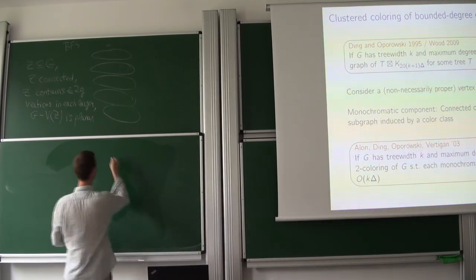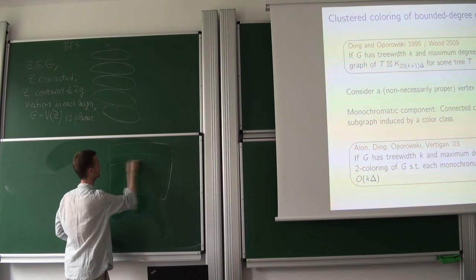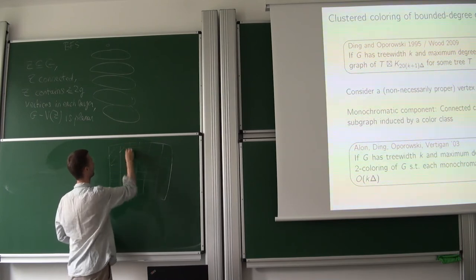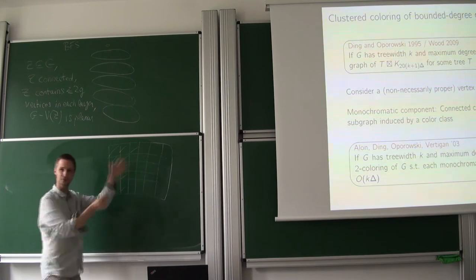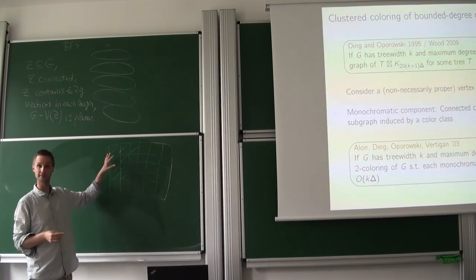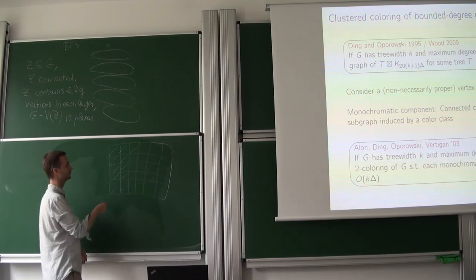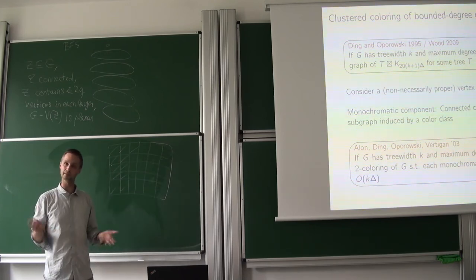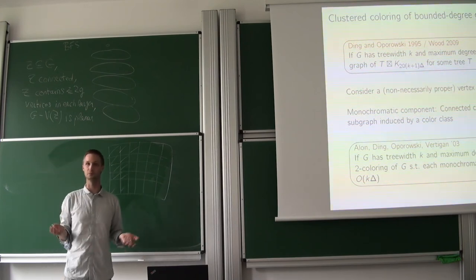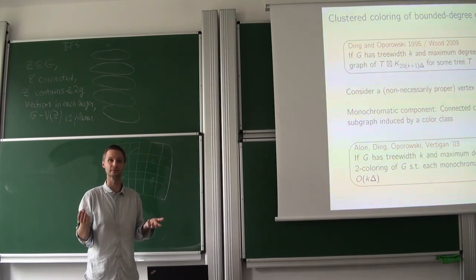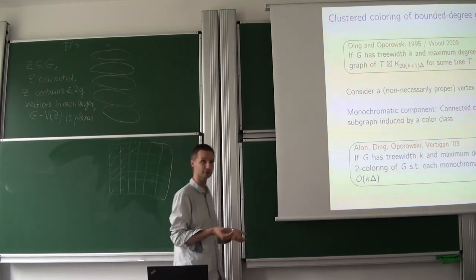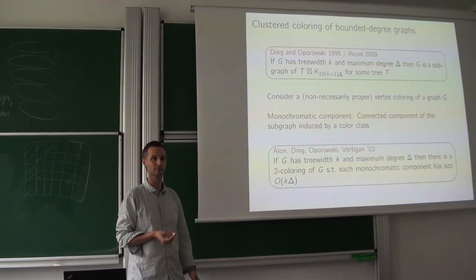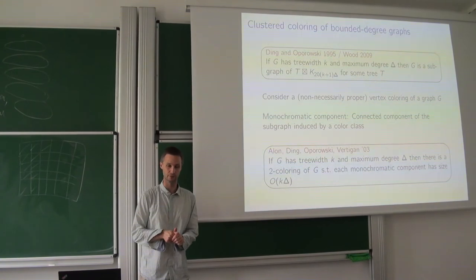So if you know the Hex lemma, you take a triangulated grid. I'm not going to triangulate completely, but that's a triangulated grid. And the Hex lemma says that if you color the vertices red and blue, you will have a monochromatic path either from left side to right side or from bottom to top. Okay? So in particular, it means that if you have a k by k grid, there is a monochromatic path consisting of at least k vertices. Okay? So in terms of monochromatic components, whatever two-coloring you take of a triangulated grid, there will be a big monochromatic component. Right, so two colors are not enough for planar graphs.